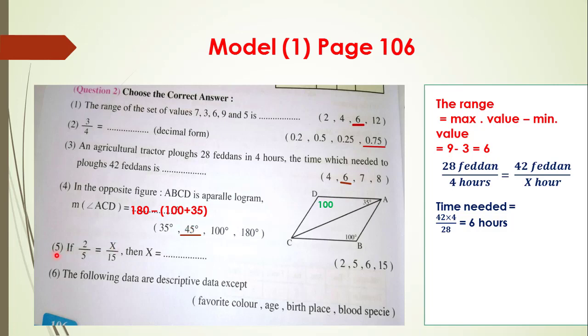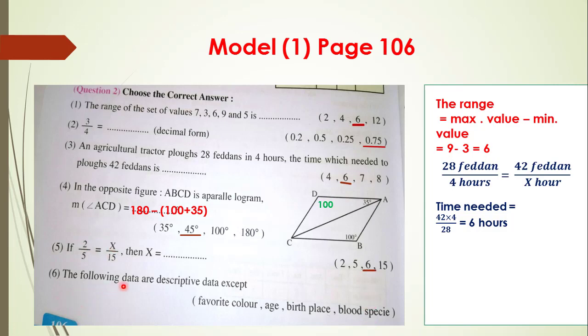Number 5. If 2 over 5 equals x over 15, then x equals. By using cross product, we will multiply 15 times 2 equals 30, then divide by 5 equals 6. Or by another way, 5 becomes 15. I multiplied 5 by 3, so I'll multiply 2 times 3 equals 6. So I'll choose 6.